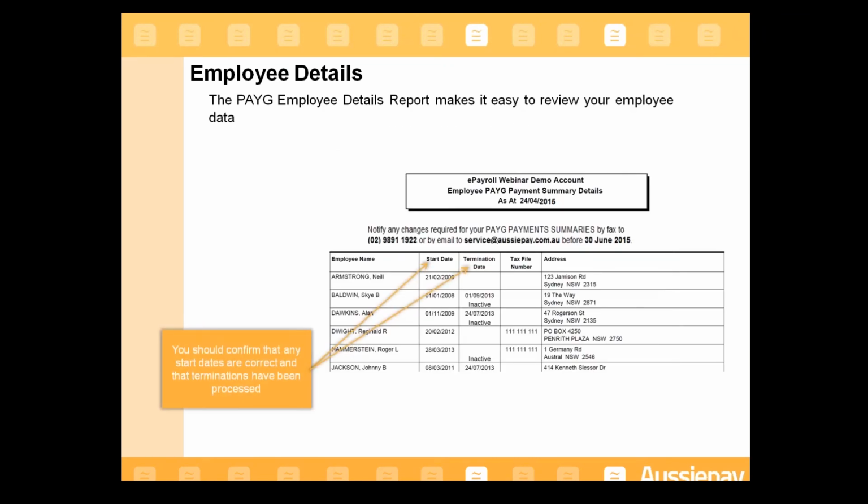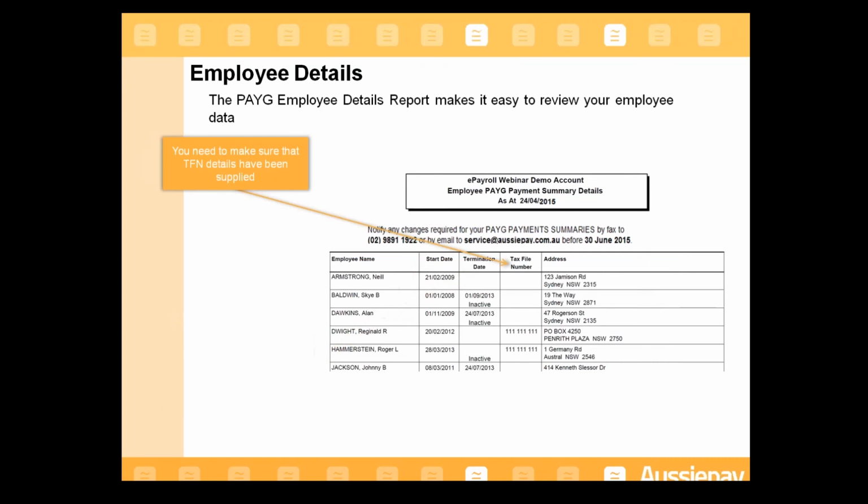So here's an example of the employee details reports. First of all, confirm that any start dates are correct and that terminations have been processed. You can see that the termination has been processed. There'll be a date in there and the employee will be marked as inactive. You need to make sure that the TFN details have been supplied. All tax file numbers will be listed on that report. However, we can't show them at the moment for confidentiality reasons.